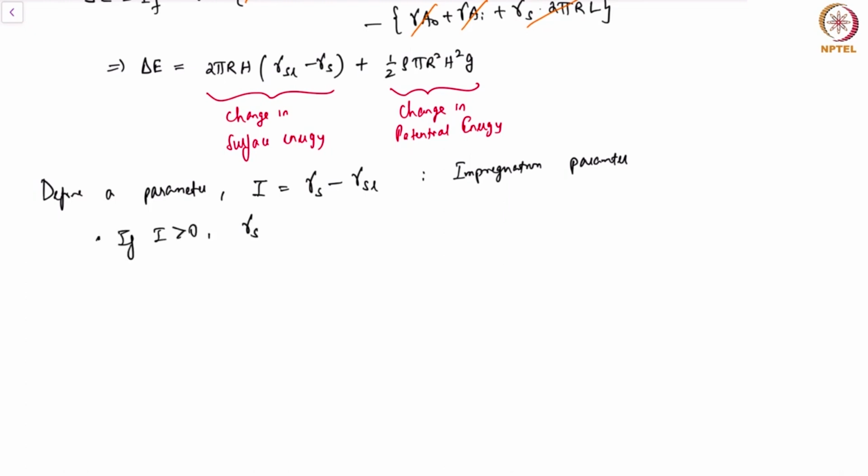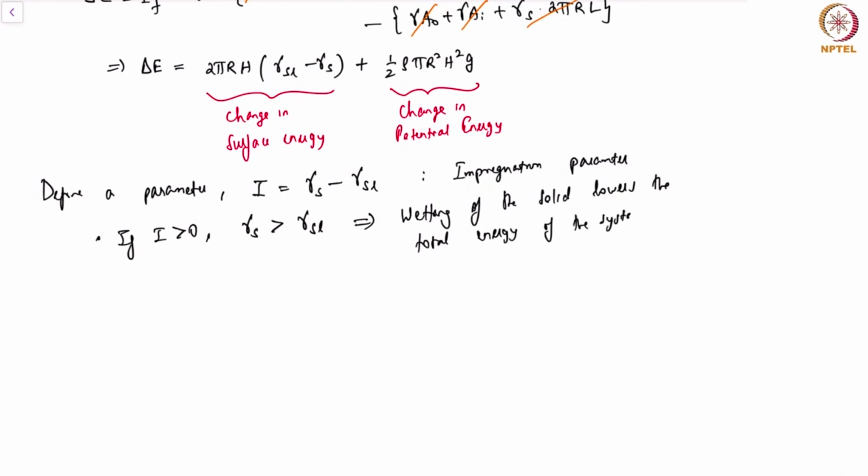0, it means that the surface energy of the solid is greater than the surface energy of the liquid-solid interface, and therefore in such a case, wetting of the solid lowers the total energy of the system, right? And if this happens, fluid would rise in the tube, because the surface energy of the solid is more than the surface energy of the solid-liquid interface or the solid-liquid surface.